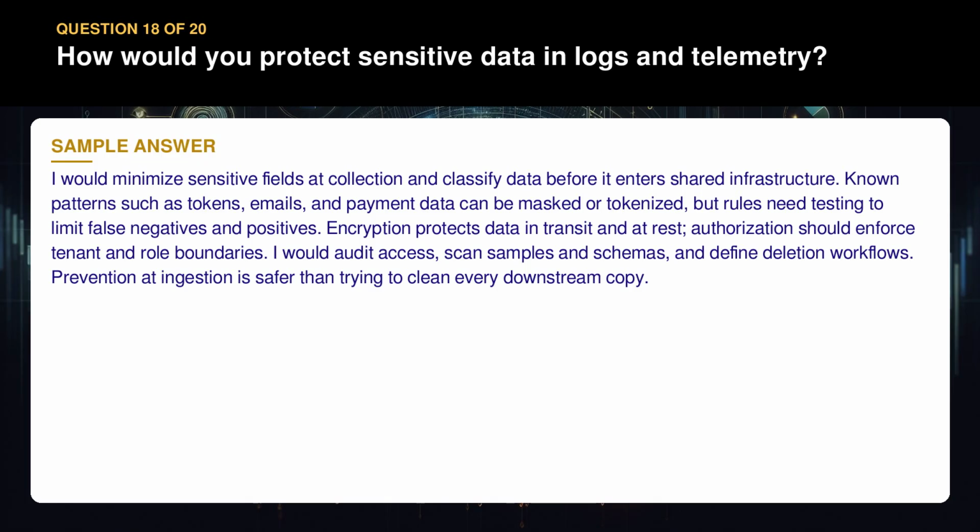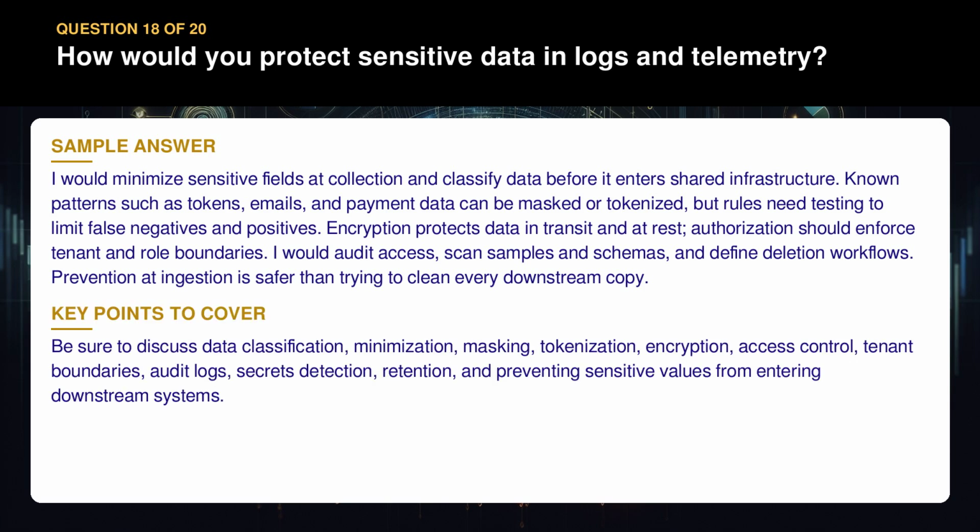Authorization should enforce tenant and role boundaries. I would audit access, scan samples and schemas, and define deletion workflows. Prevention at ingestion is safer than trying to clean every downstream copy. Be sure to discuss data classification, minimization, masking, tokenization, encryption, access control, tenant boundaries, audit logs, secrets detection, retention, and preventing sensitive values from entering downstream systems.